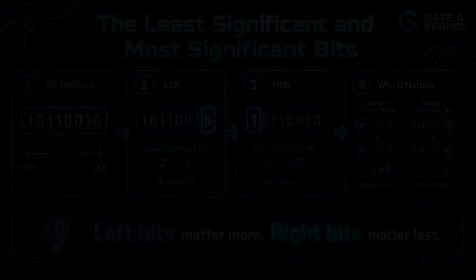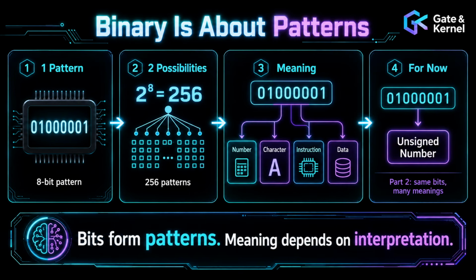Chapter 21. Binary is about patterns. Binary is not only about numbers. A group of bits creates a pattern. For example, 01000001 is one 8-bit pattern. There are 256 possible 8-bit patterns. The same pattern might represent a number, a character, part of a CPU instruction, or something else. The bits do not change. The interpretation changes. That idea is fundamental to computer architecture.